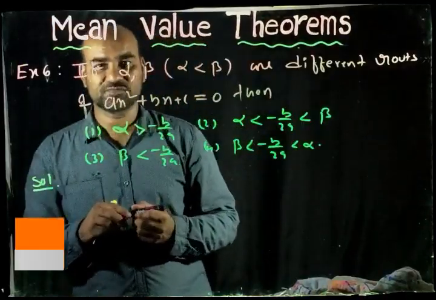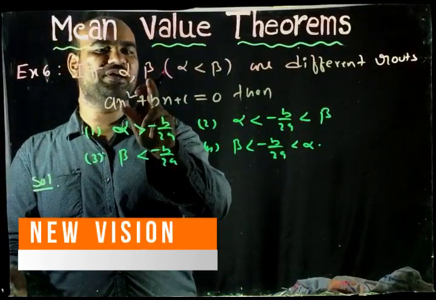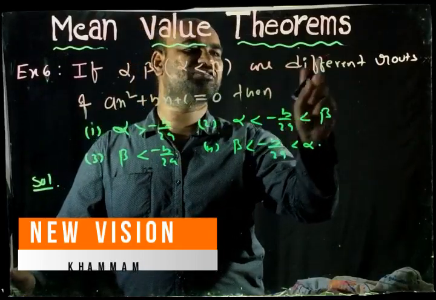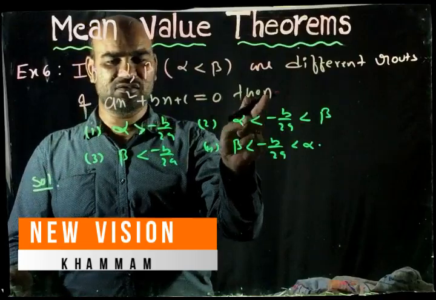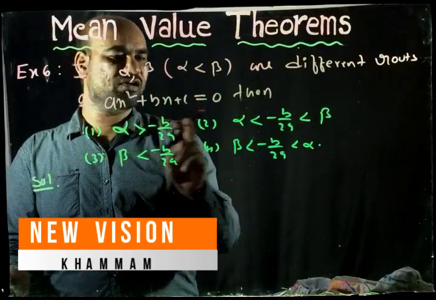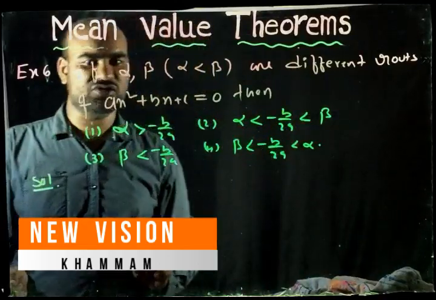Hello students. Example 6. If alpha, beta, with alpha less than beta, are distinct roots of ax square plus bx plus c equal to 0, then minus b by 2a is less than alpha, or minus b by 2a lies between alpha and beta. Four options are there, and we need to check.